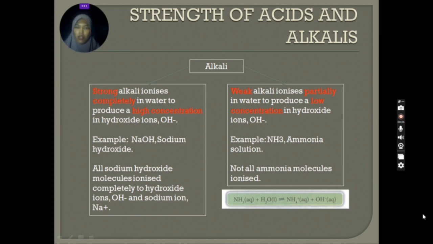Ammonia solution is an alkali because if it is dissolved in water, according to this equation right here, one of the hydrogen ions from the water molecule will move to the ammonia molecule. And then we have NH4 here, and then we have OH. It leaves with hydroxide ion.